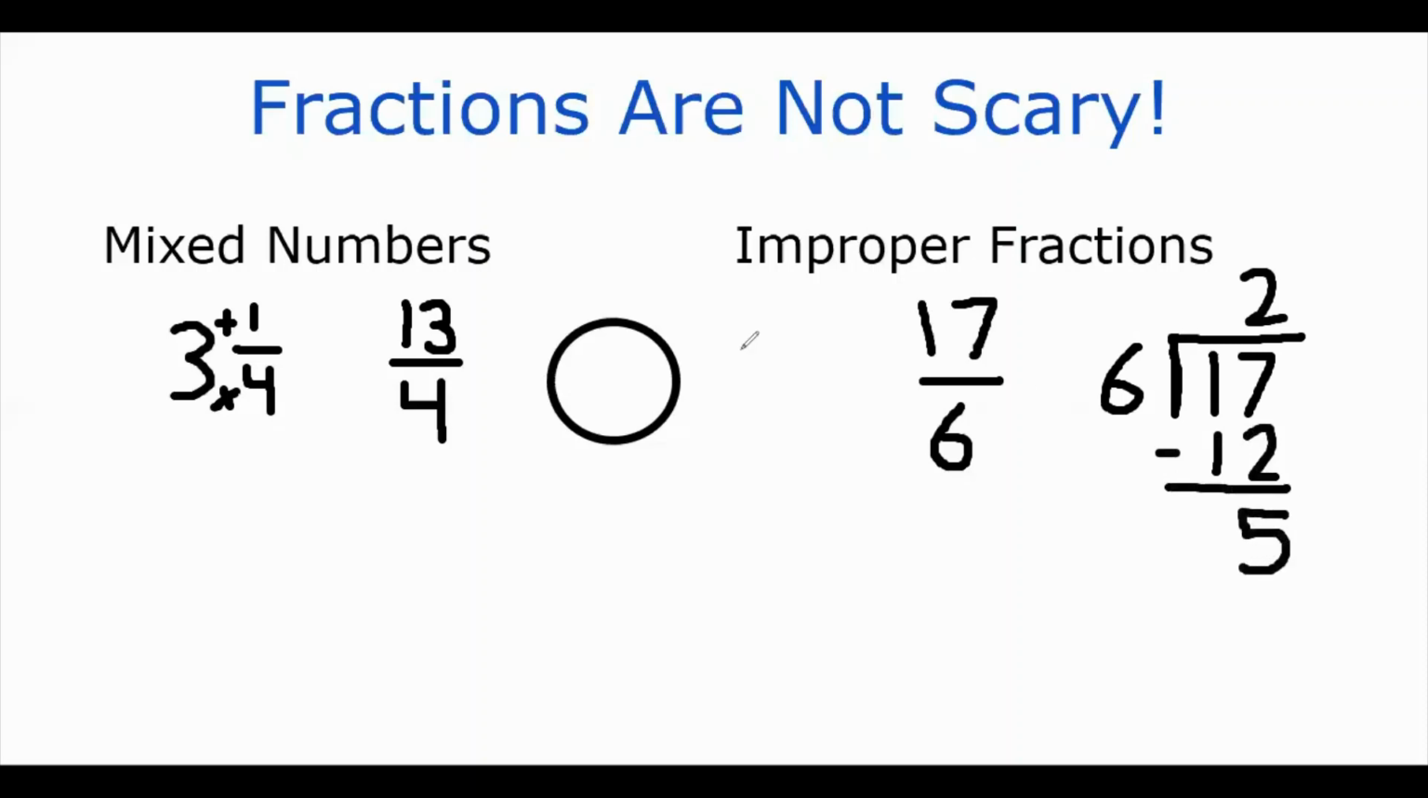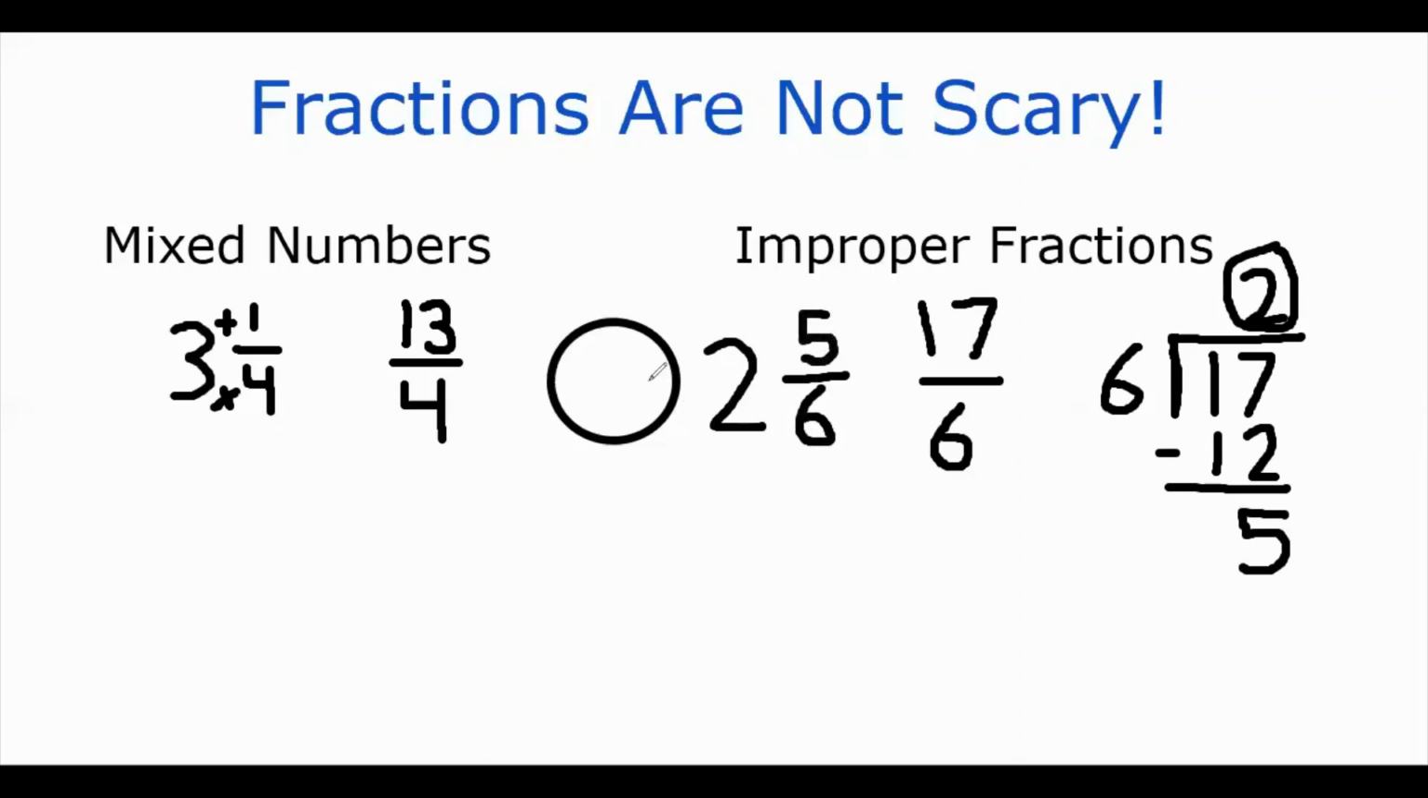So the way that we're going to rewrite this, you have 2 is your whole number. Your denominator stays the same. And you put your remainder on top. So 2 and 5/6.